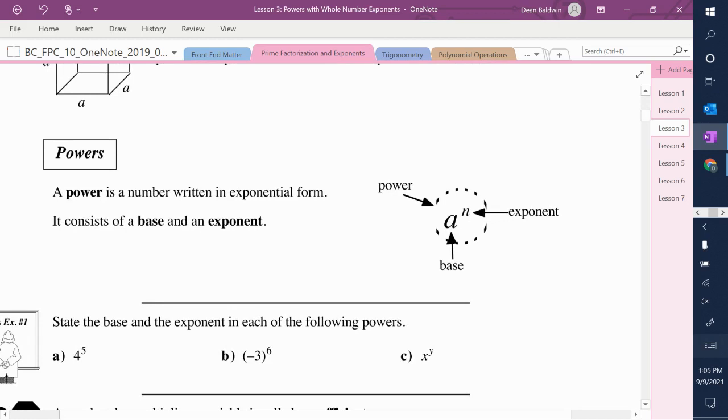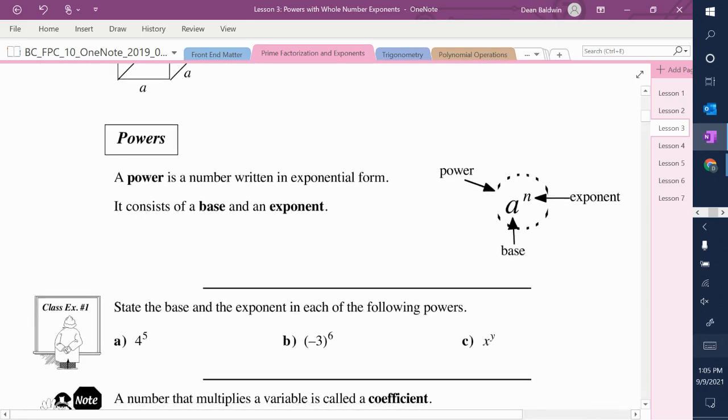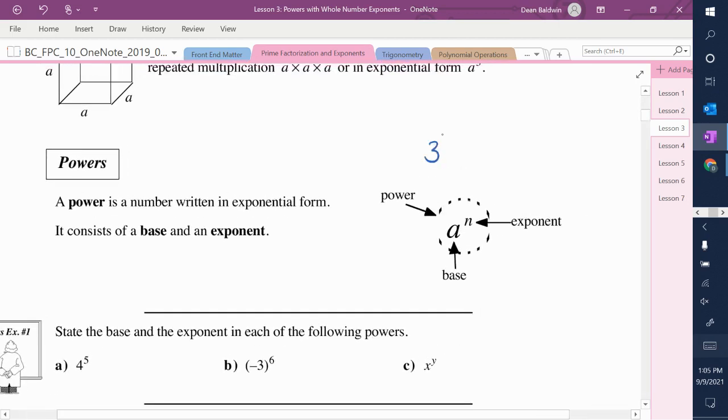So the whole thing here, if you have a number, like A represents a number, but if I wrote 3 to the power of 2, the whole thing is called a power. Okay? Obviously, the little number that's floating up there is called, yes.